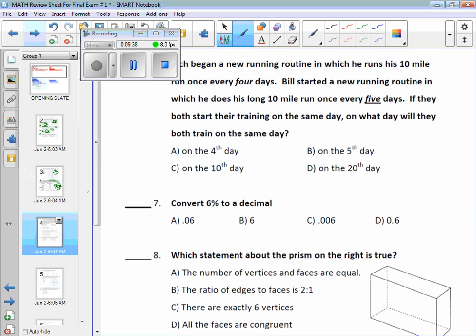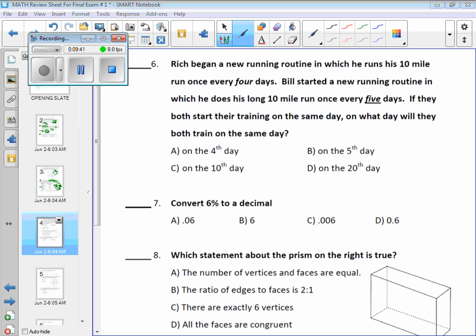Number 6. How many of you saw number 6 and immediately knew that this is an LCM question? I just multiplied 4 times 5. You could do it that way. Okay. In essence, what you're trying to do is find the LCM, the lowest common multiple or least common multiple of a 4 and a 5.